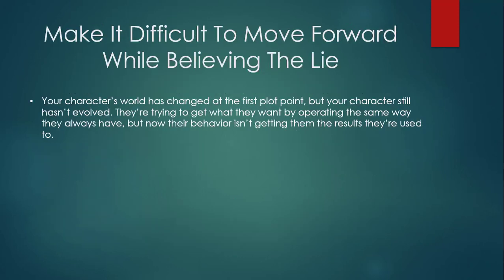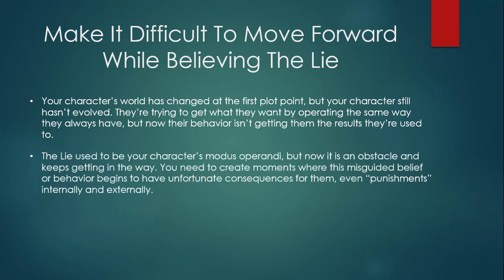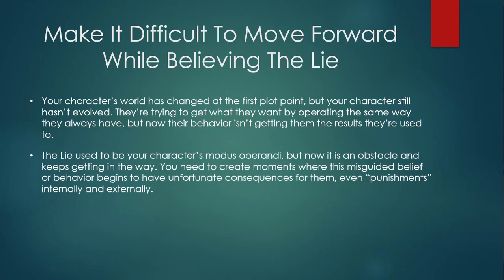Another beat that needs to be in some place within this 25% is you got to make it difficult for them to move forward while believing the lie. Your character's world has changed at the first plot point, but your character still hasn't evolved. So the world has changed, but there's no evolution from the character, and that causes a lot of conflict. They're trying to get what they want by operating the same way they always have, but now their behavior isn't getting them the results they're used to. The lie used to be your character's modus operandi, and now it's an obstacle. It keeps getting in the way.